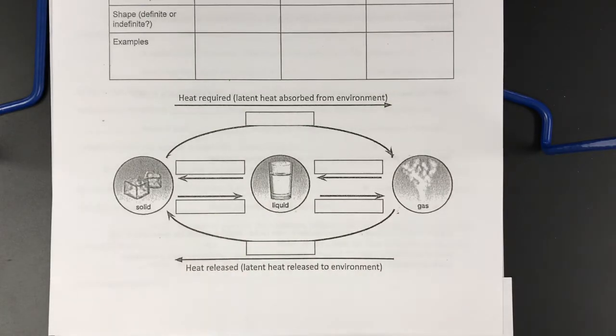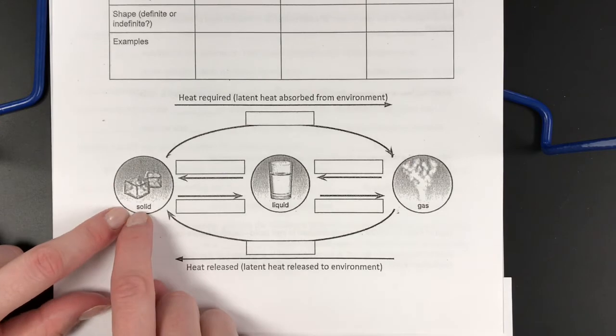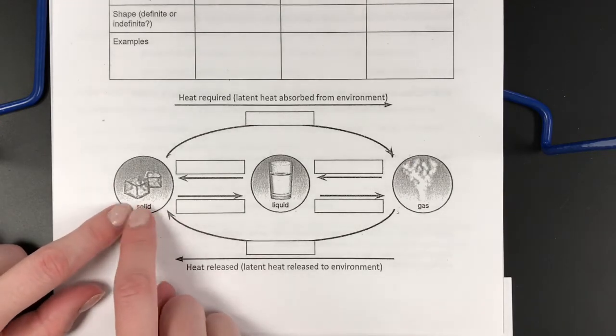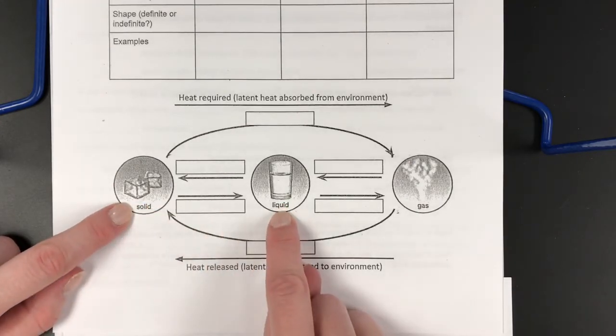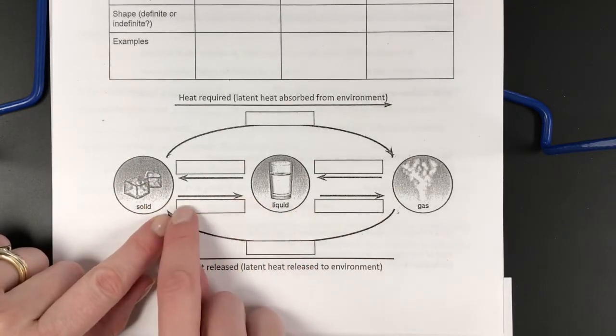All right, so let's go on this. We're going to go from left to right. What we're doing here is naming the phase changes. So when we take a solid and we turn it into a liquid, what's that called? Melting. Yep, so right there, when we go from a solid to a liquid, it's called melting.